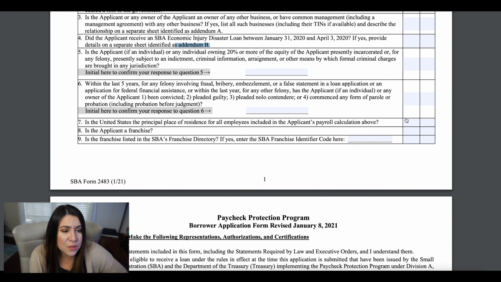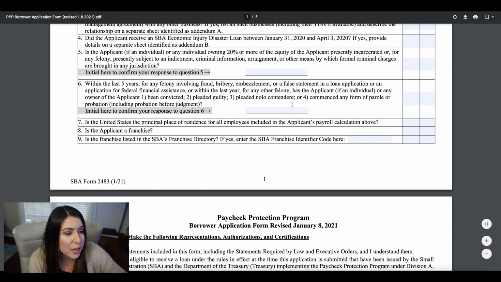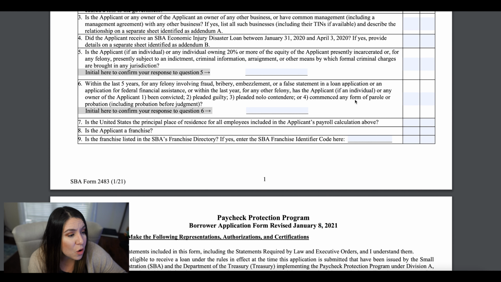Number 6, within the last 5 years, for any felony involving fraud, bribery, embezzlement, or false statements in a loan application or any application for federal financial assistance, or within the last year, for any other felony, has the applicant, if an individual, or any owner of the applicant, 1, been convicted, 2, pleaded guilty, 3, pleaded nolo contendere, or 4, commenced any form of parole or probation, including probation before judgment? So you're going to initial and then state yes or no.